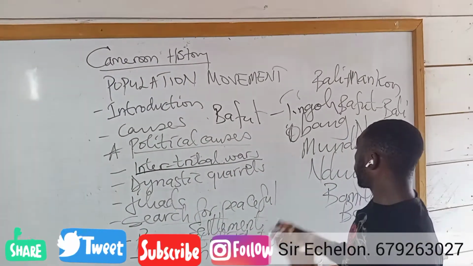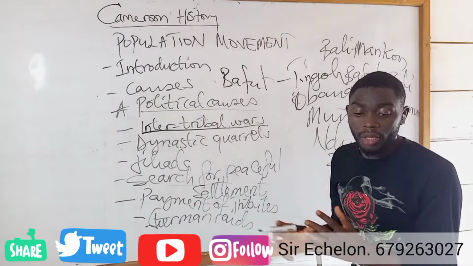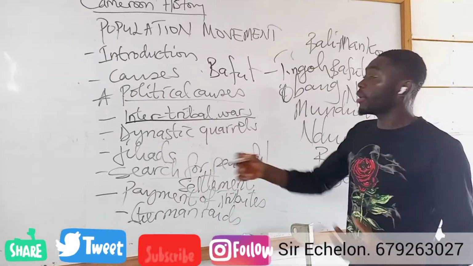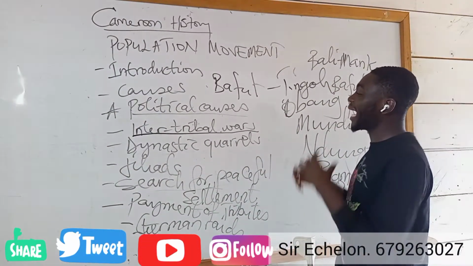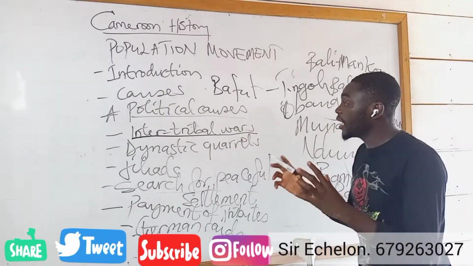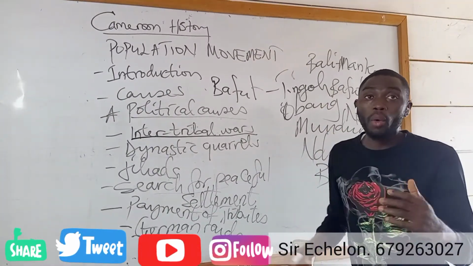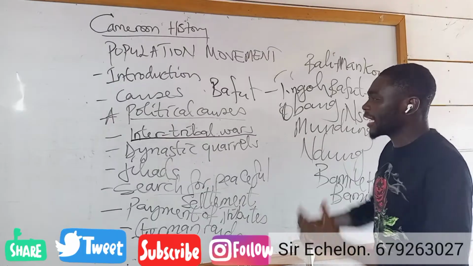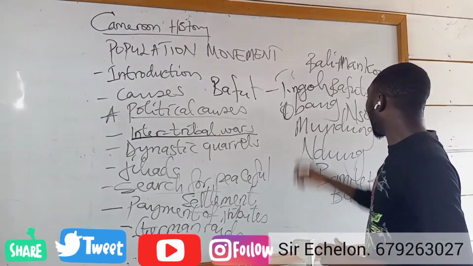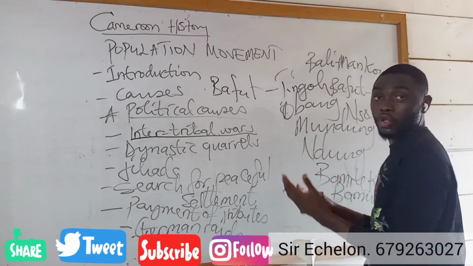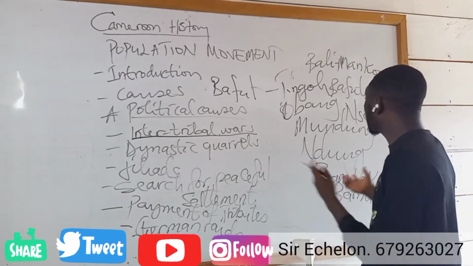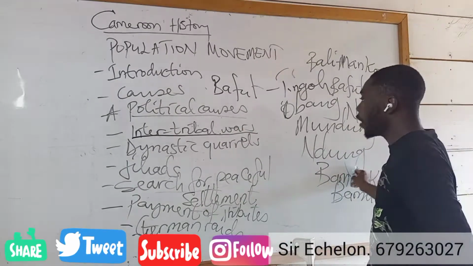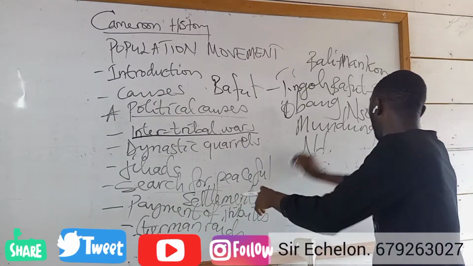Now, in population movement, the reason why the GCE board frequently brings this topic is because they want to test students' ability to cite examples. Here we are writing with examples. If you are explaining a factor, you should be able to cite examples like the ones I have just mentioned here on the board. You should not just write that they moved, because most often students explain the point very well, but cannot cite a good example. So these were some examples of tribes that had intertribal wars that led to migration. Let's enter the second point: dynastic quarrels.